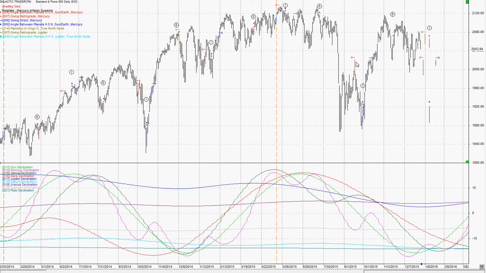Other than that, these arrows show where Mercury went retrograde, and the blue arrows show where it went direct. So we'll see here that was pretty well the top back on September 17th, where we put in this W bottom. And if we take a look back here, we typically get good, reasonable moves around either the retrograde date, or the blue line, when Mercury turns direct.